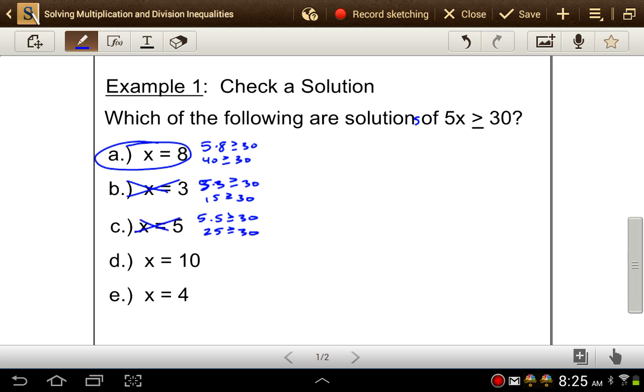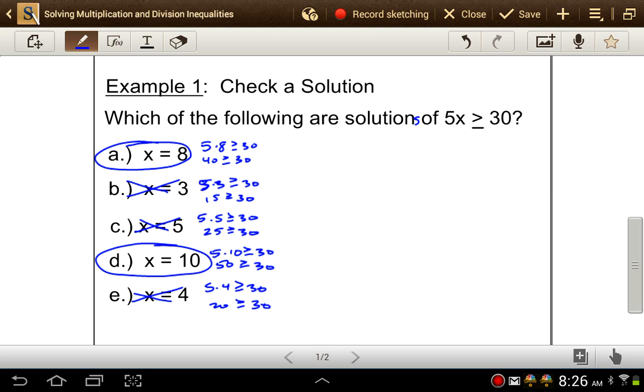We could try 10. 5 times 10 is greater than or equal to 30. 50 is greater than or equal to 30. Yes, 50 is greater than 30. And E, 5 times 4 is greater than or equal to 30. 20 is greater than or equal to 30. No. So the answers would be A or D. Okay, so that would be one way. That seemed to take me a little while to go through and figure them out.